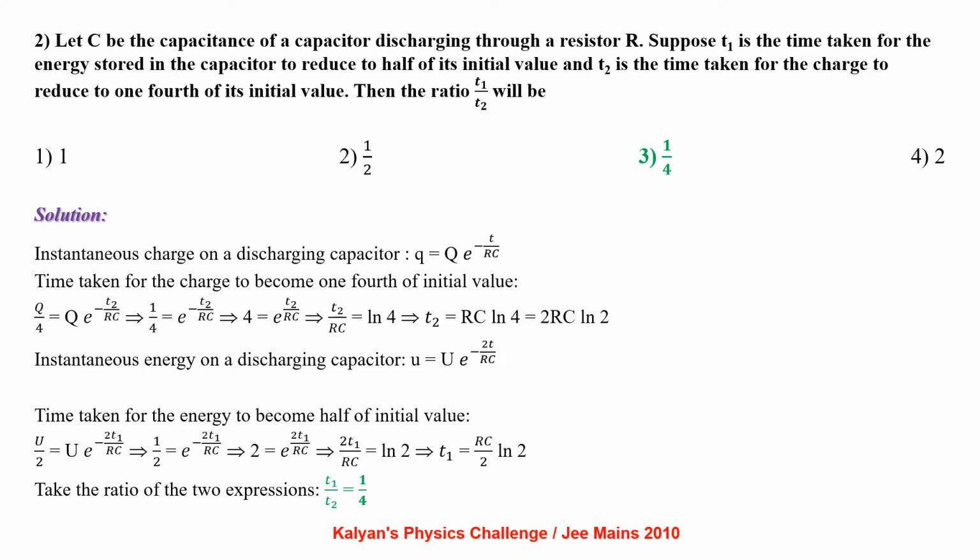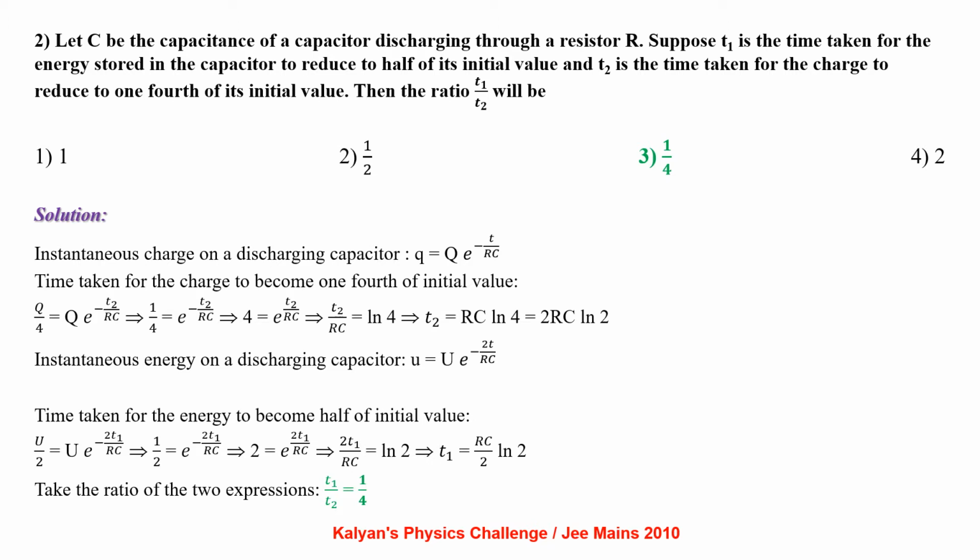Let C be the capacitance of a capacitor discharging through a resistor R. Suppose T1 is the time taken for the energy stored in the capacitor to reduce to half of its initial value, and T2 is the time taken for the charge to reduce to 1/4 of its initial value. Then the ratio T1 by T2 will be.